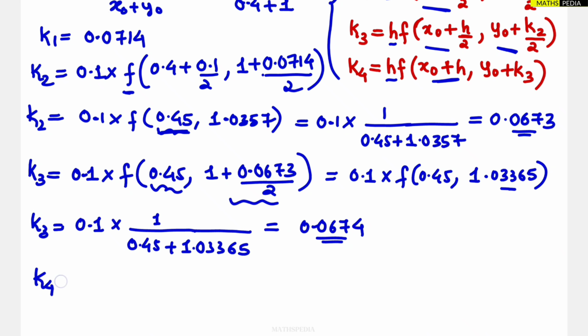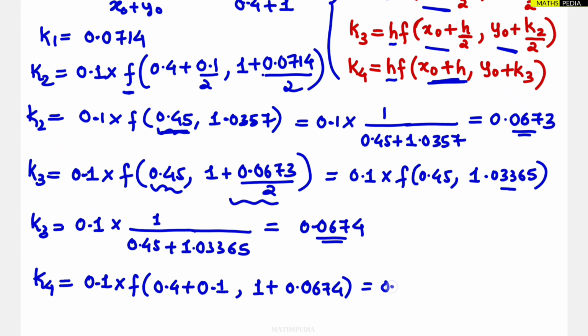Next I have to find the value of k4. 0.1 into function of, now x naught plus h has come. So what is x naught value? It is 0.4 plus h value is 0.1, comma, y naught value is 1 plus k3 value 0.0674, the previous one. So it will be 0.1 into function of 0.5, comma, this will be 1.0674.